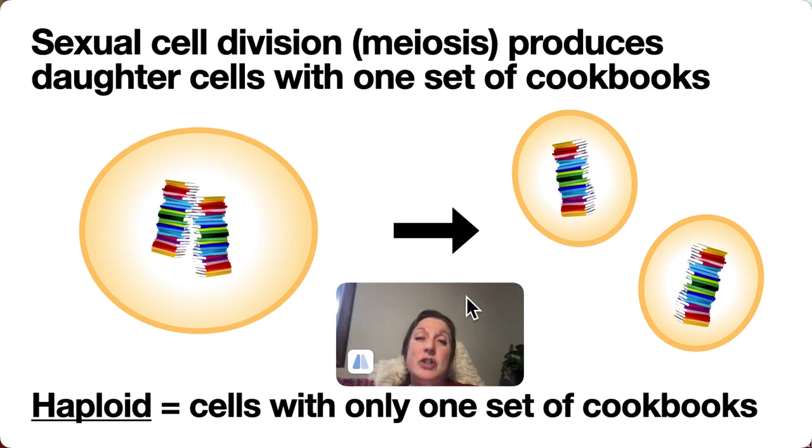Now, there is a term for cells that only have one set of cookbooks, and that is haploid. So the whole point of meiosis, or sexual cell division, is to produce haploid cells, or cells with half the number of chromosomes than the adult or parent cell.